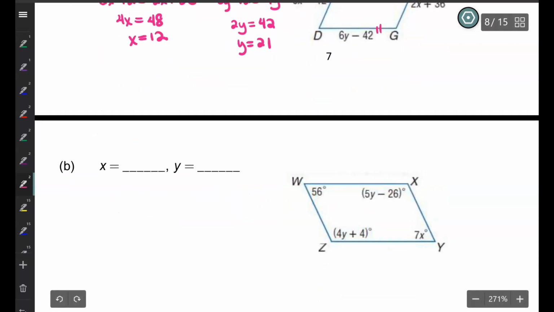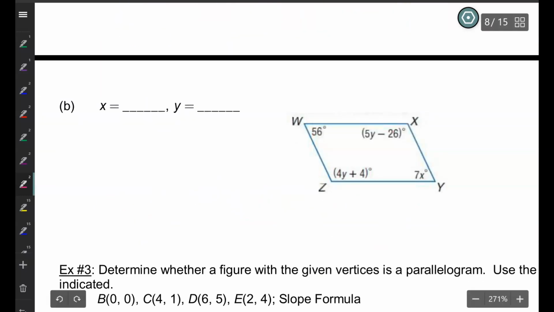Okay, take a look at the next one. Again, if you want to try this one on your own. Otherwise, let's take a look. I know 56 and 7x have to be the same. So x equals 8. And then I need to make sure these two angles are congruent. So I have 5y minus 26 equals 4y plus 4. So we get y equals 30.